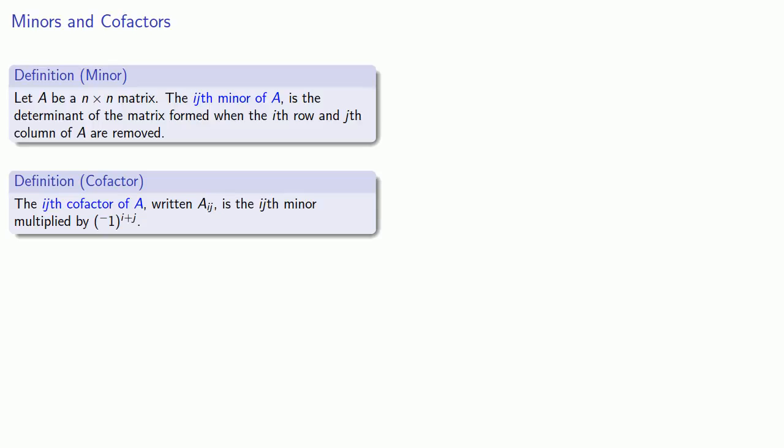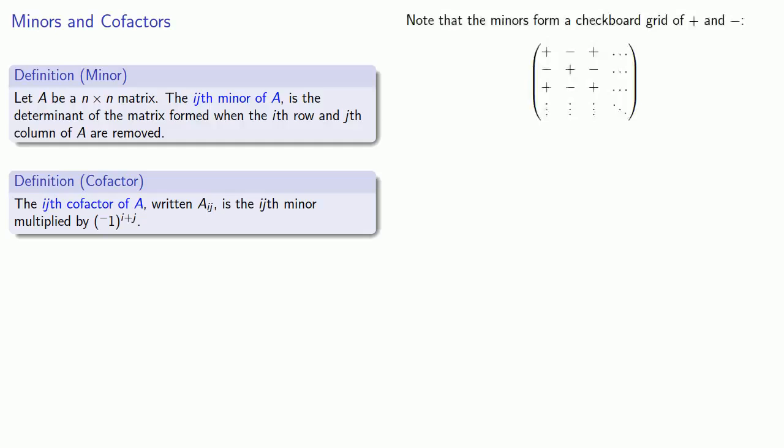This factor of -1 to the power i plus j is actually pretty easy to remember. Since -1 to an even power is equal to +1, and -1 to an odd power is equal to -1, every time we shift over one column or move down one row, we change the sign. And this means these powers form a checkerboard grid of plus and minus. The important thing to remember about these signs is that they are in addition to the sign of the matrix entry.